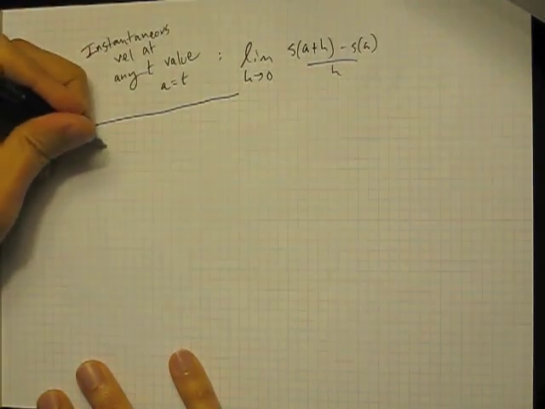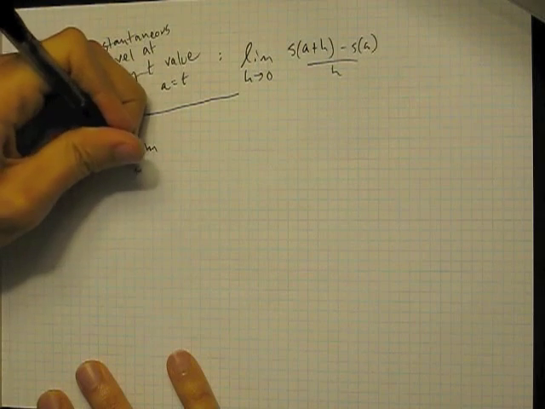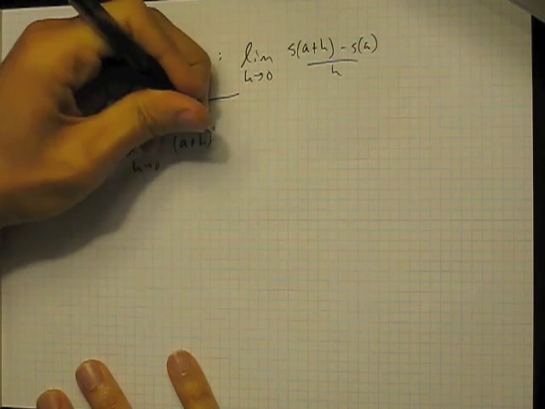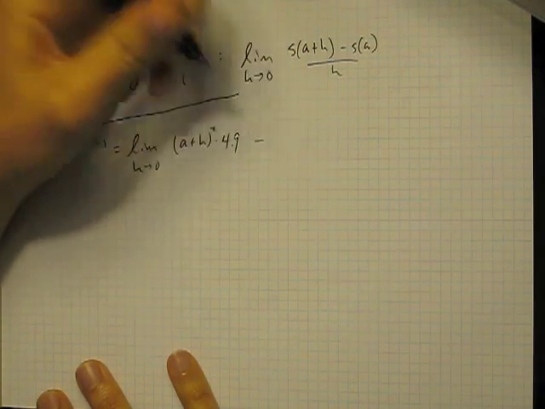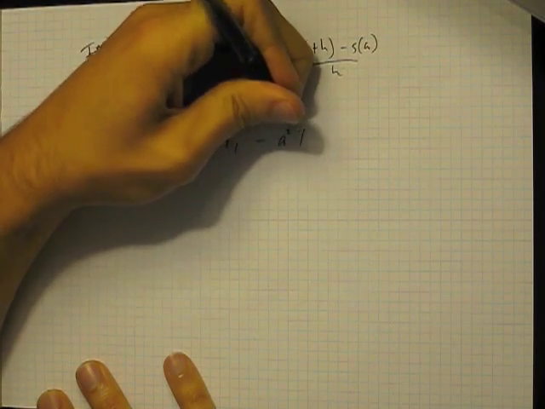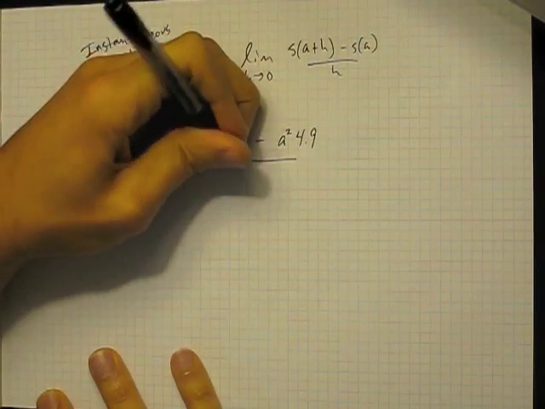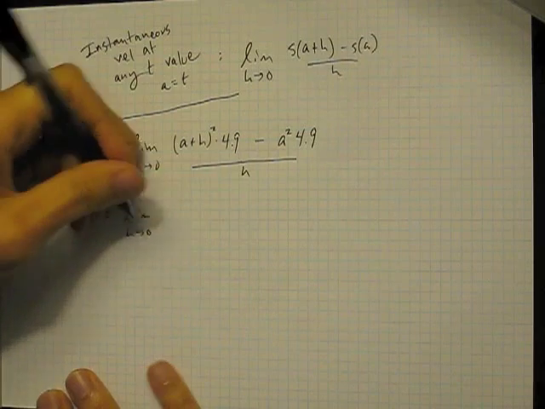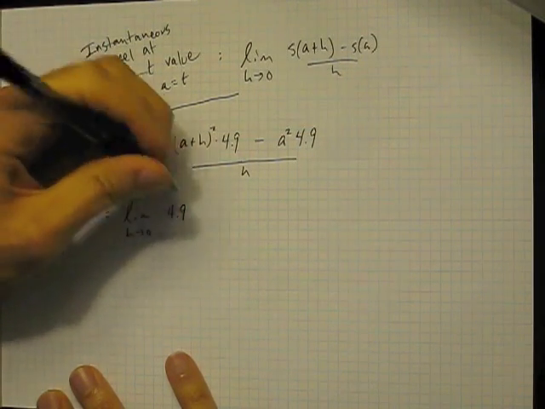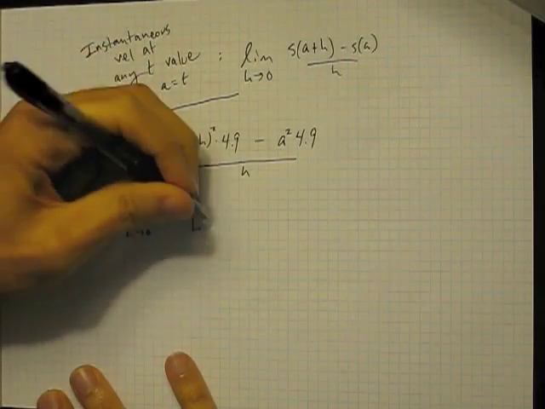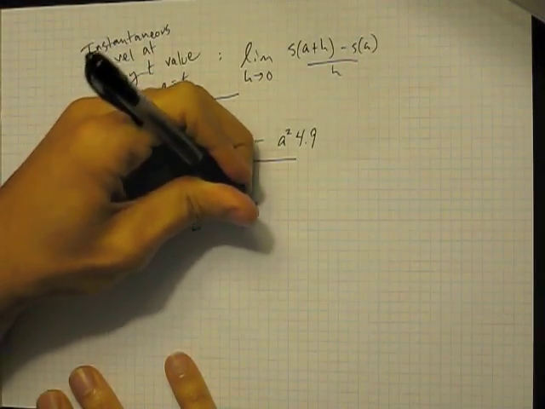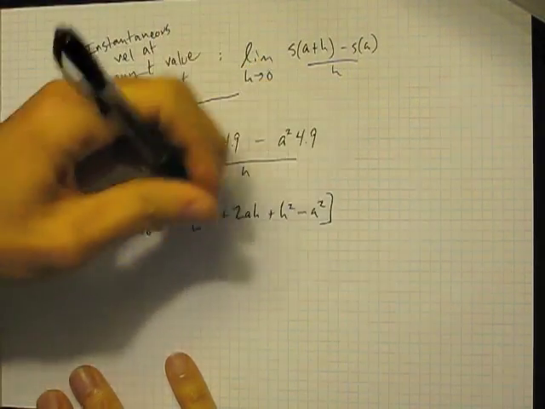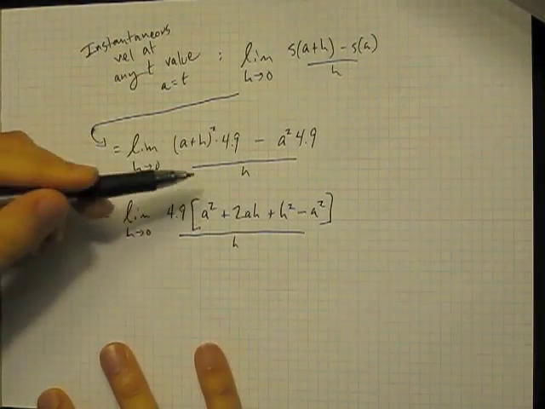Okay, let's compute this. This is equal to the limit as h goes to 0 of 4.9 times a plus h squared minus 4.9 times a squared, over h. Okay, a little bit of simplification is required at this point. So let me factor out the 4.9 from each of these. So we get a squared plus 2ah plus h squared minus a squared. That's what you get when you factor out the 4.9 and expand this.